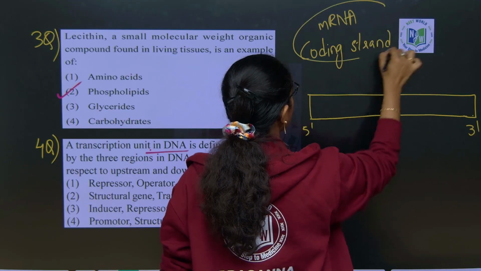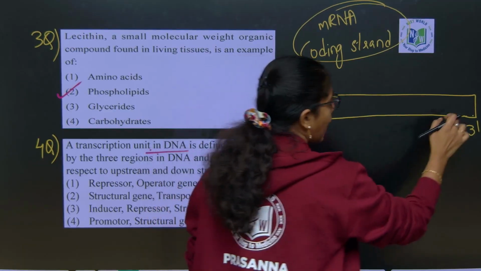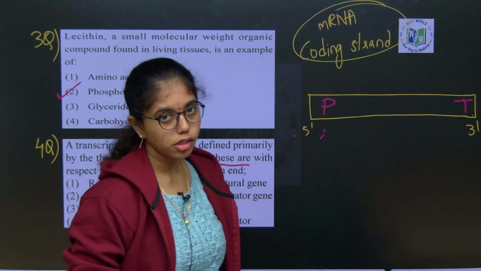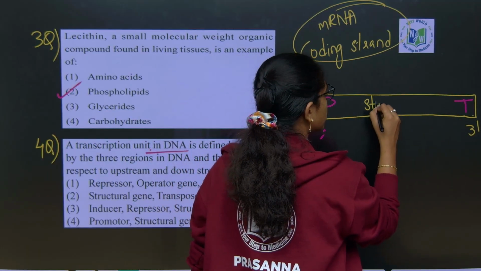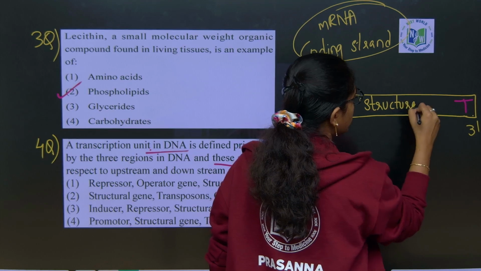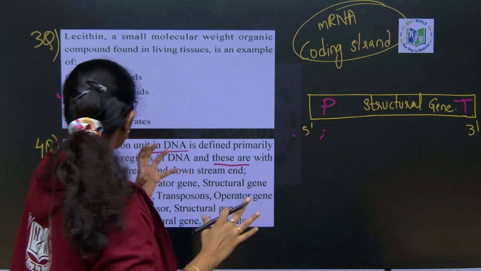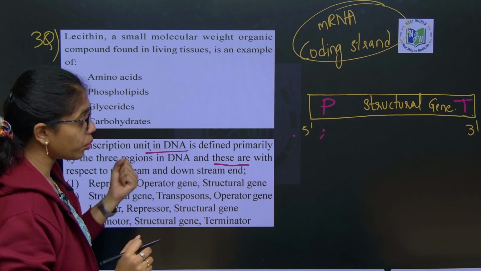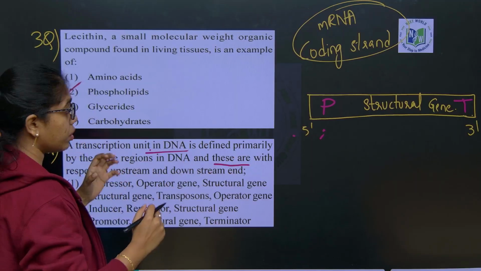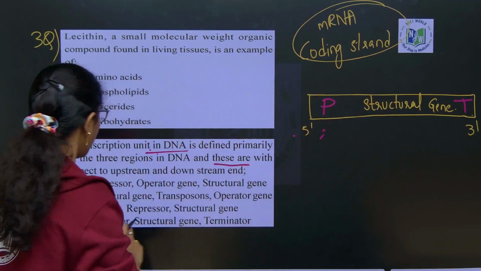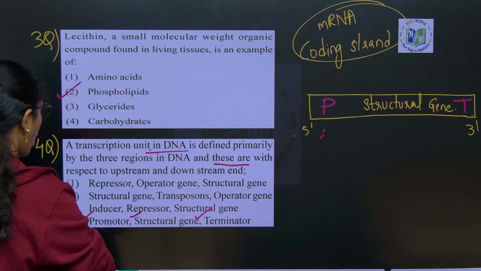So for these two, coding strand and mRNA, at the 5 prime region the promoter is located, at the 3 prime region the terminator is located. In between promoter and terminator we have the structural gene. Clear? So now the transcription unit in DNA is defined primarily by 3 regions, that is promoter, structural gene and terminator, which is option 4.